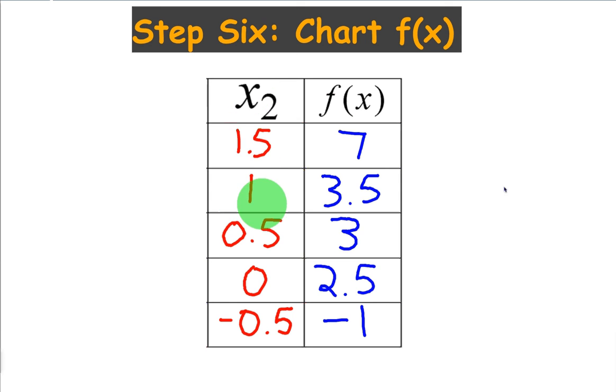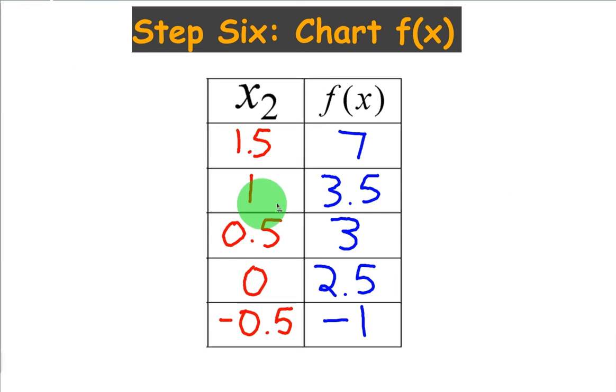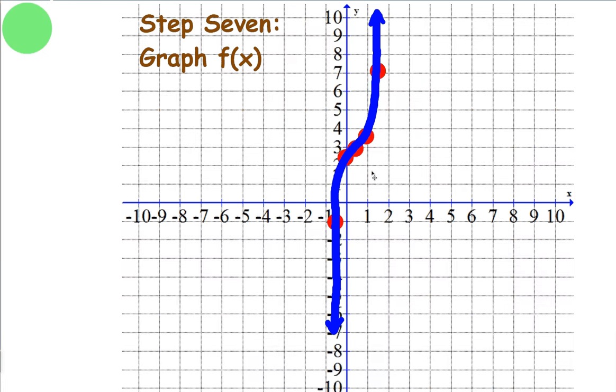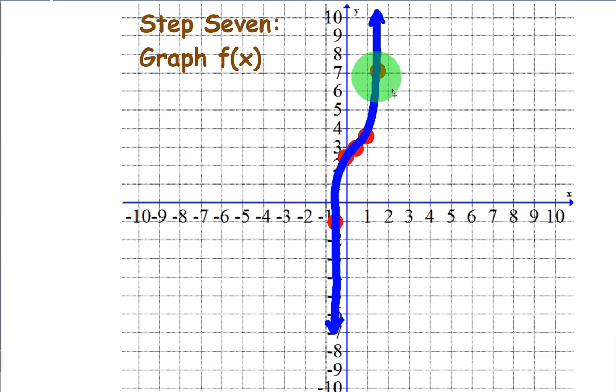Then just take your new x values from this column and your new y values and create yourself your final chart. Once you've got this chart, you're just going to plot them on a graph. So for example, let's plot 1.5, 7. It's going to be right here, right? Then we're going to plot 1, 3.5, and we're going to go down the whole chart and plot these points and then connect them with the curve. We know x cubed is an S-curve, so when we connect this and draw arrows, it's just going to be a slender S-curve.